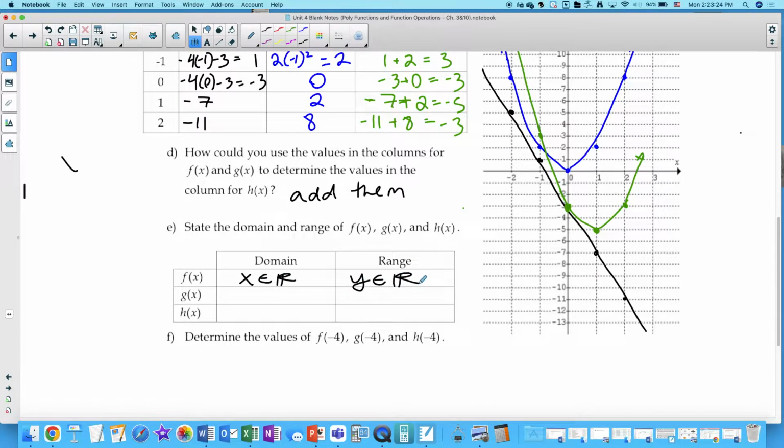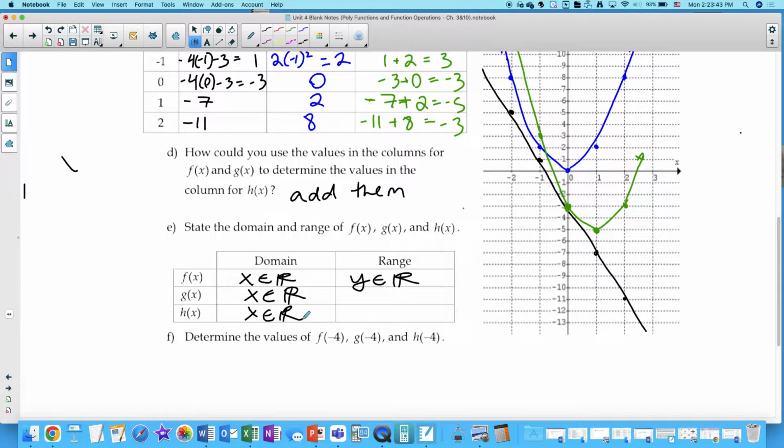Okay, what about the blue one? What's the domain? Yeah, x is an element of the reals. It's a quadratic function. So in fact, the green one is also x is an element of the reals because it's also a quadratic function.